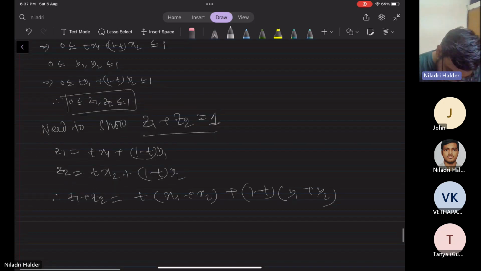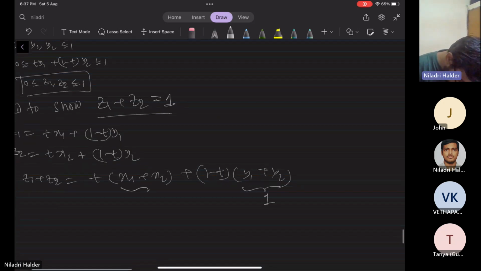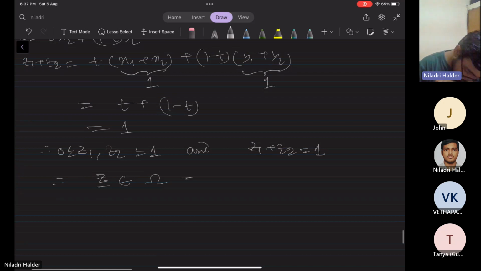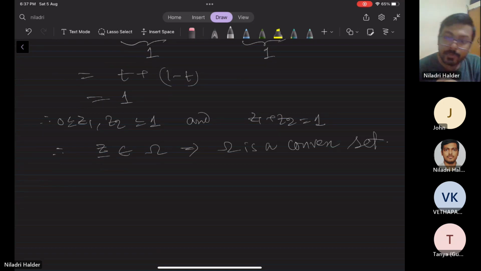Okay, so x1 plus x2 equals 1, and y1 plus y2 also equals 1. So that is equal to t plus (1 minus t) equals 1. So z1, z2 will be from 0 to 1, and z1 plus z2 equals 1. So z belongs to omega. Hence, this omega is a convex set.